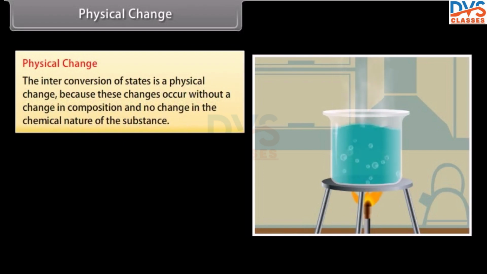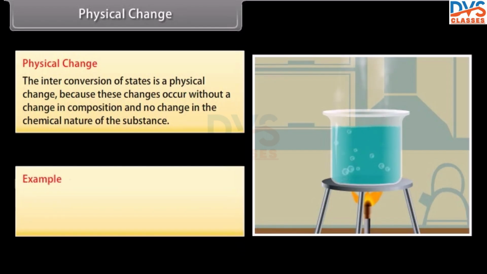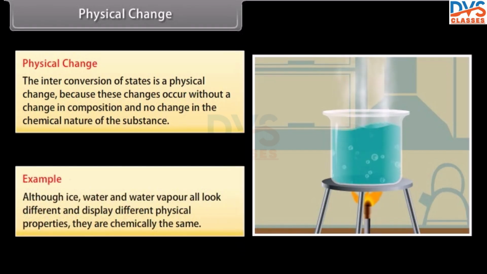The interconversion of states is a physical change because these changes occur without a change in composition and no change in the chemical nature of the substance. For example, although ice, water, and water vapor all look different and display different physical properties, they are chemically the same.